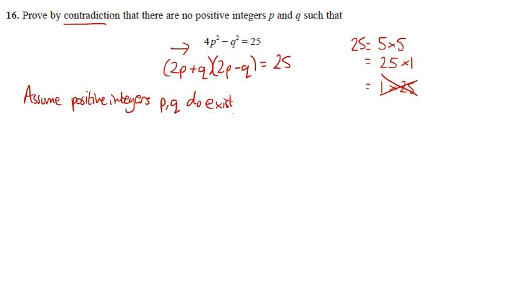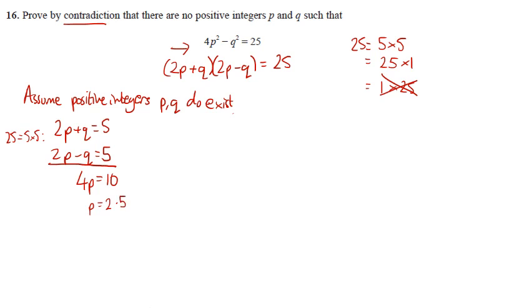So in the first instance, if it's 5 times 5, then we could say that 2p plus q is equal to 5. So this is 25 equals 5 times 5. So 2p plus q equals 5, and 2p minus q is equal to 5. And if we solve those simultaneously, so let's just add these together, we get 4p is equal to 10, so p is equal to 2.5.